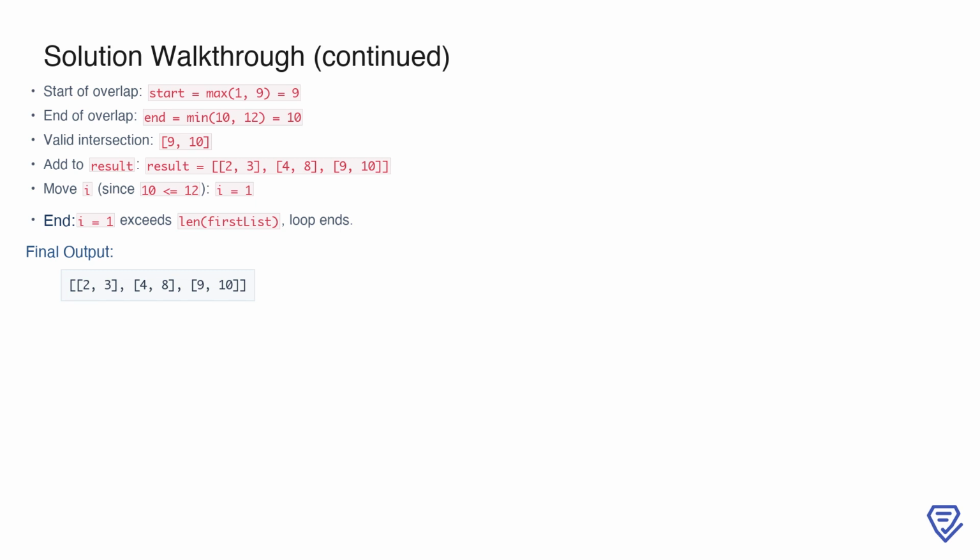Now, j is 2. Finally, we compare [1, 10] from first list with [9, 12] from second list. The start of the overlap is 9, and the end of the overlap is 10. This gives us another valid intersection, [9, 10], which is added to the result list. Since the end of [1, 10] is less than or equal to the end of [9, 12], we move the pointer i. Now, i exceeds the length of first list, so the loop ends. The final result is [2, 3], [4, 8], [9, 10].